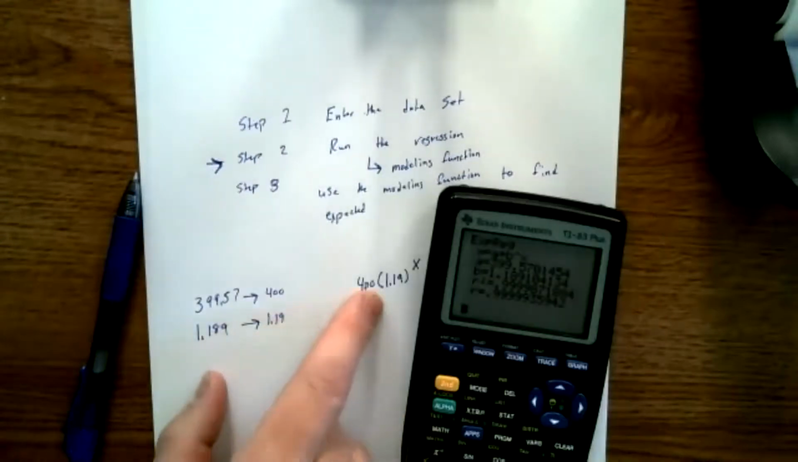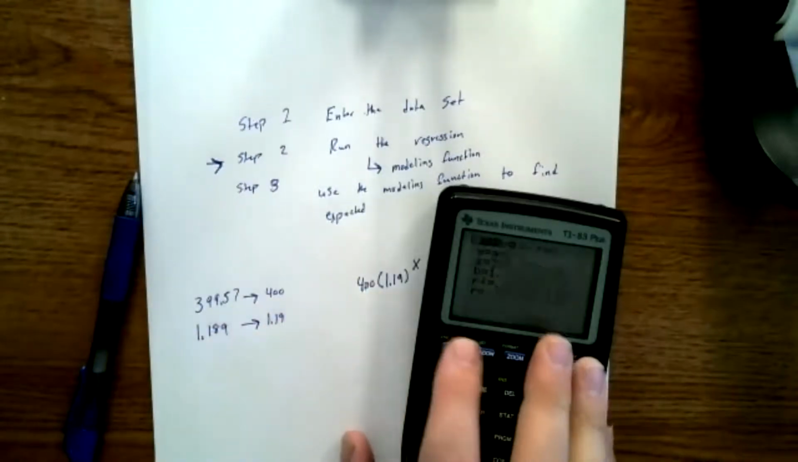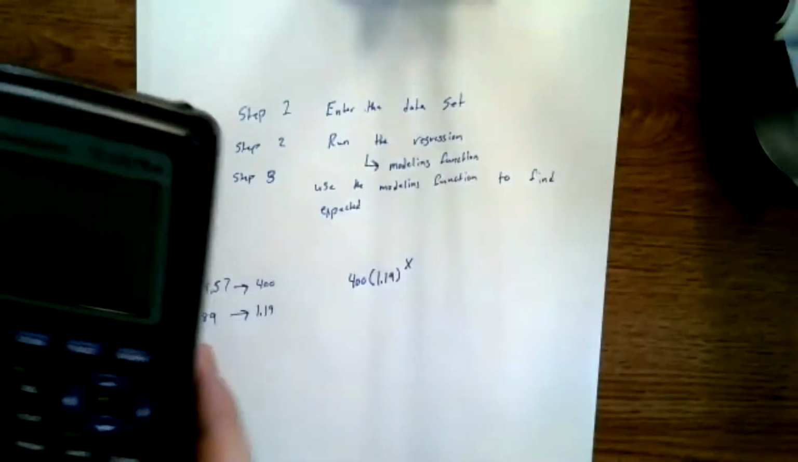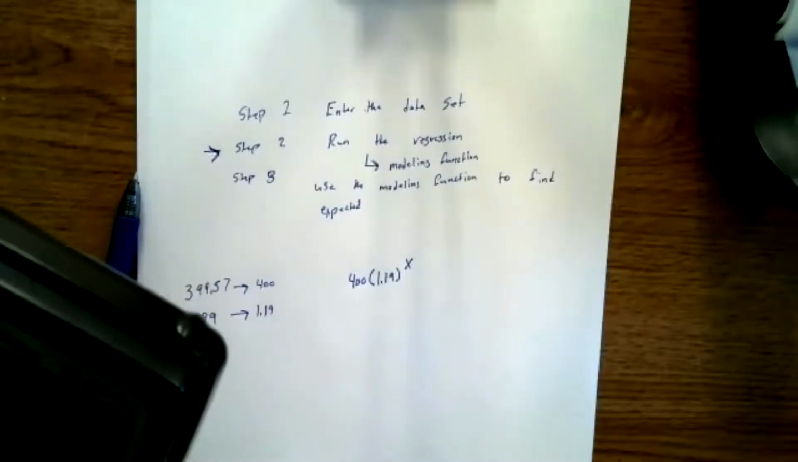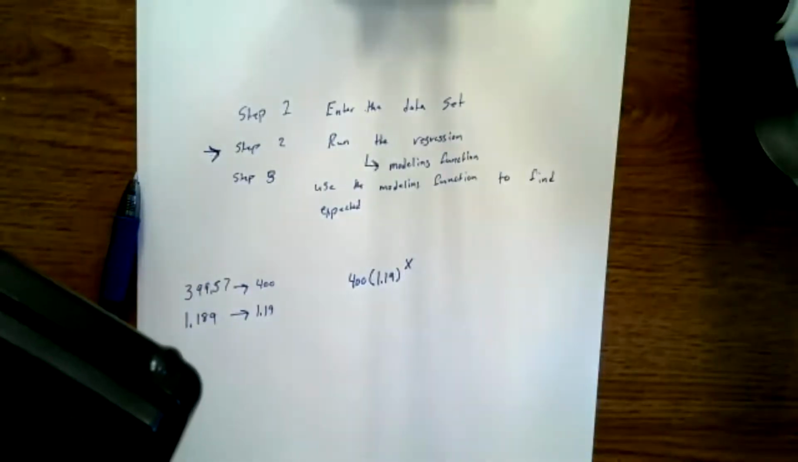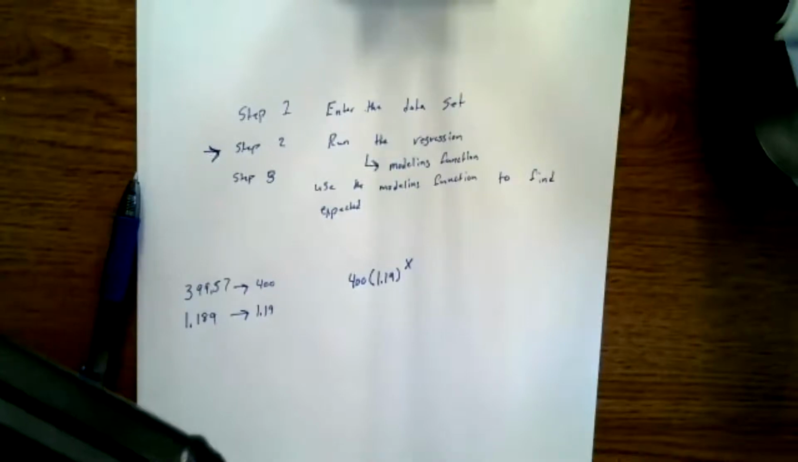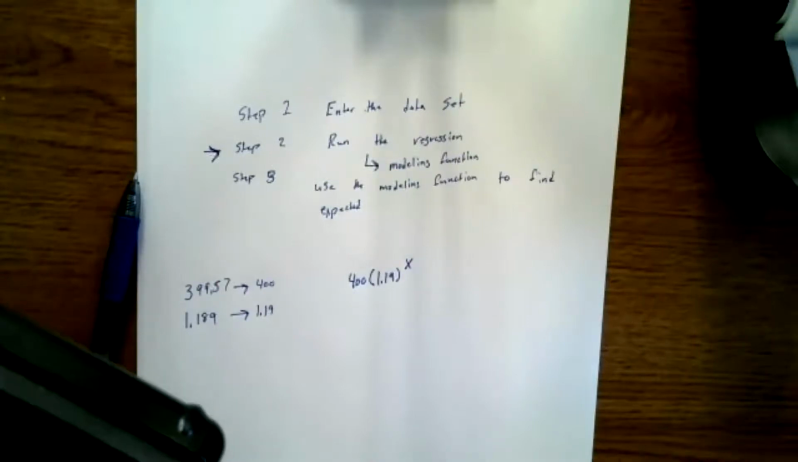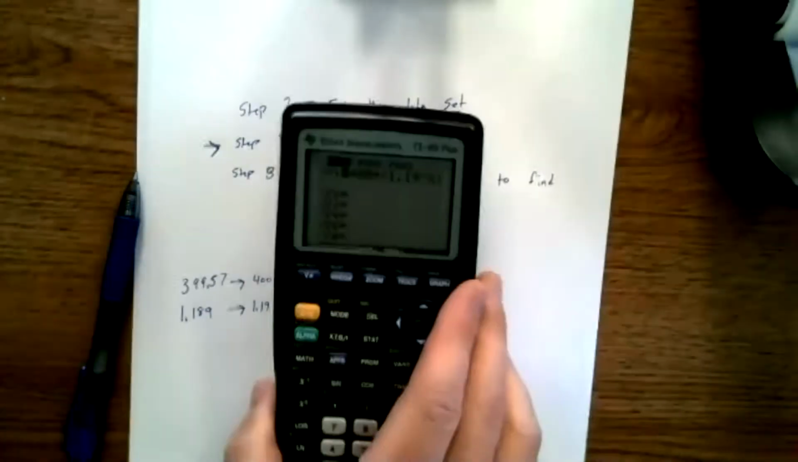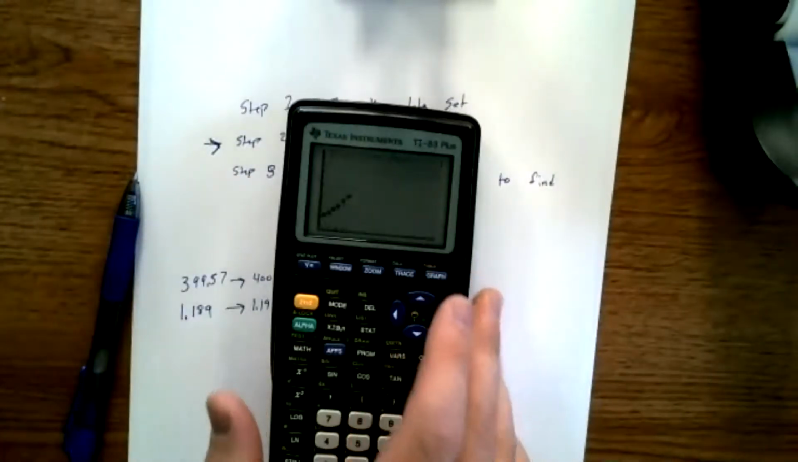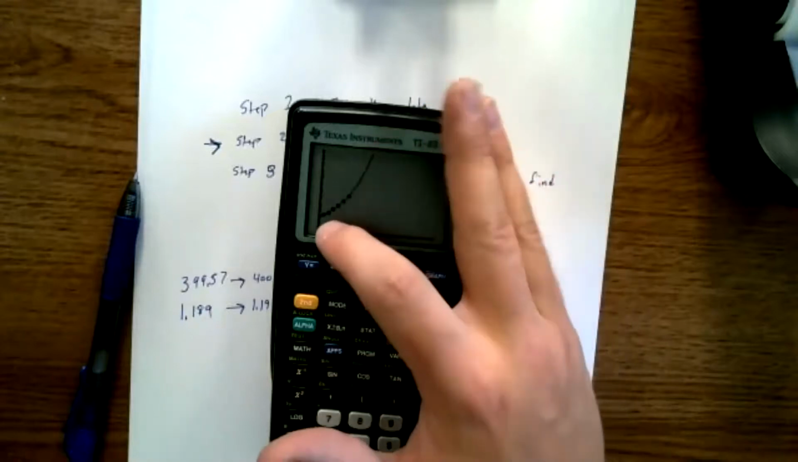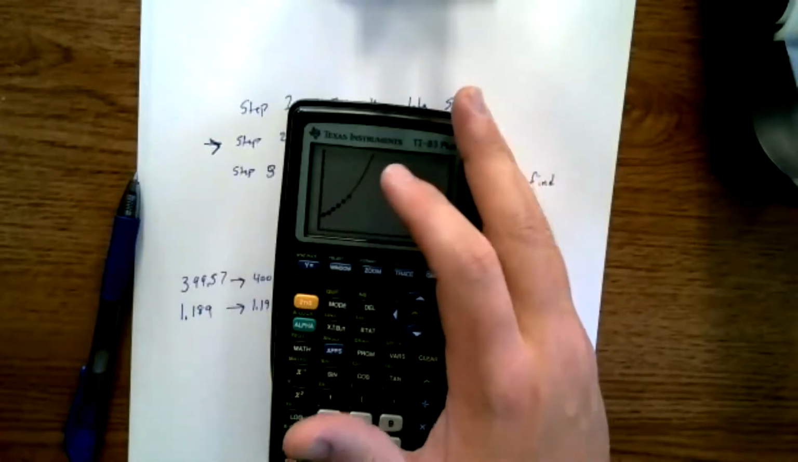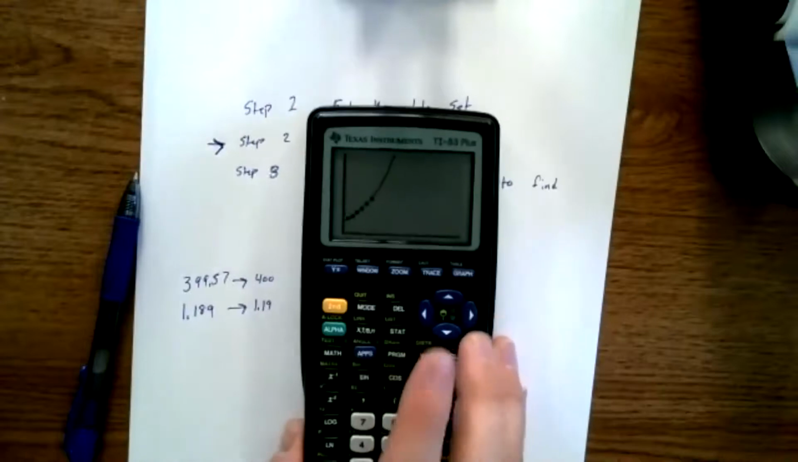Once I have this information, I've written down my equation. I go back into y equals, and I want to enter that function so that it'll graph. And if I hit graph, you can see that my modeling equation has modeled my data almost perfectly. So this one's right on.